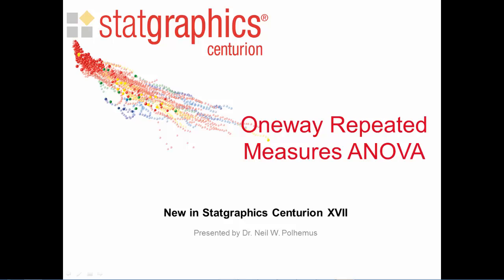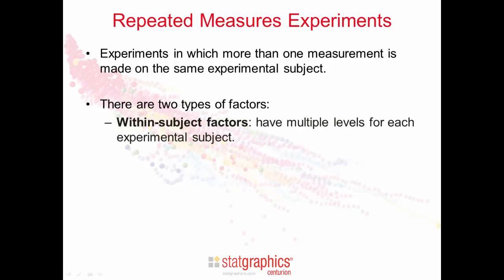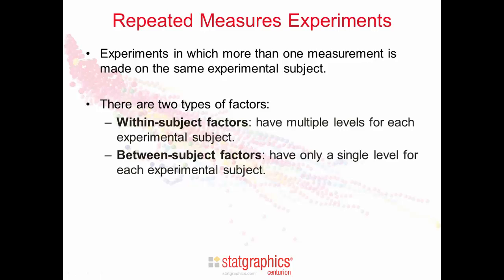This video describes a new procedure in Statgraphics Centurion version 17 for analyzing one-way repeated measures designs. Repeated measures experiments are experiments in which more than one measurement is made on the same experimental subject. There are usually two types of factors: within subject factors, which have multiple levels for each of the experimental subjects, and between subject factors, which are factors that have only a single level for a particular subject.